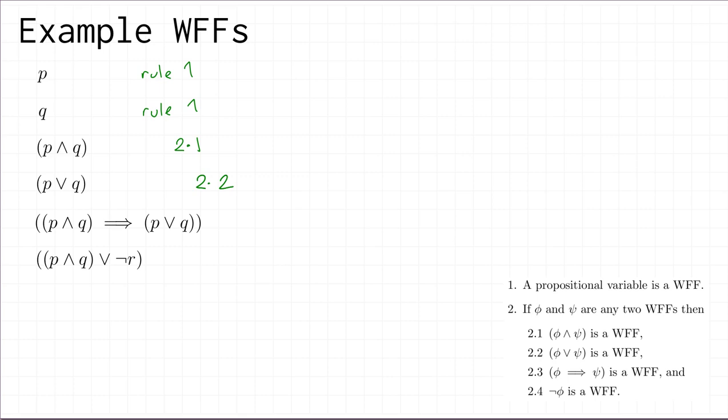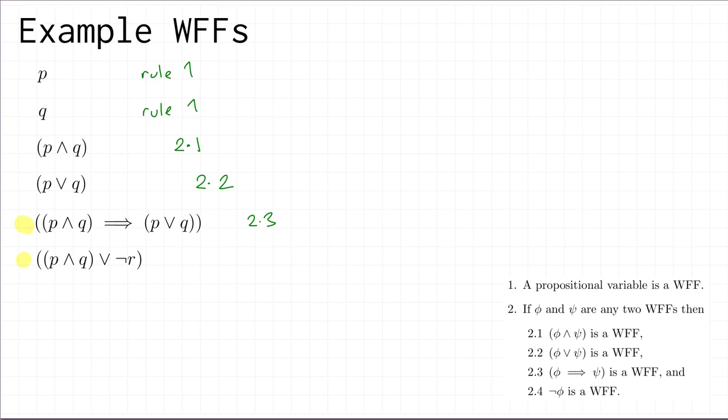And since we know P and Q and P or Q in brackets are well-formed formulas, then we can use rule 2.3 with phi as brackets P and Q and psi as brackets P or Q to show that this thing is a well-formed formula. And then finally, of course, you could do the similar sort of thing for this last example here. So you should actually do this yourself and say which rules you need to get that the thing at the end is a well-formed formula. Okay, so those are examples of well-formed formulas.